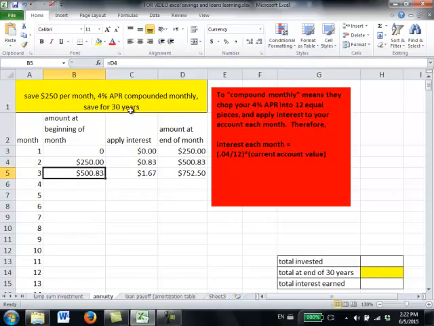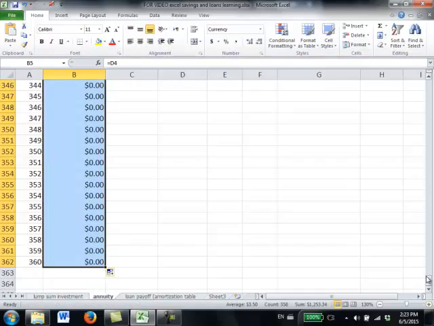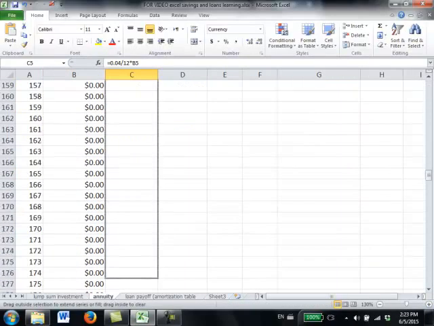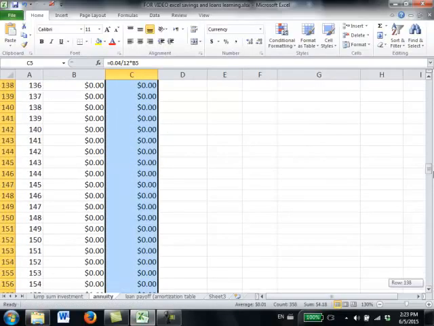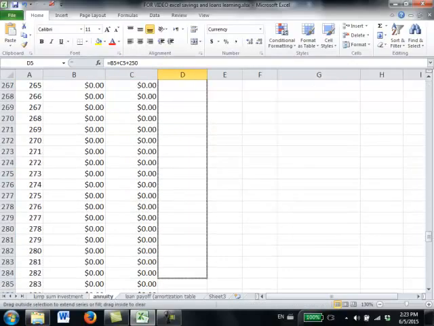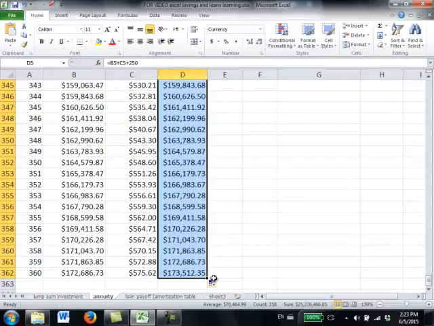So as we're going down to 30 years, so that's all the way down to month 360. So if I drag that all the way down to month 360, and then you got to drag down your interest formula all the way down to month 360. And you got to drag down the total at the end of the month formula, column D, all the way down to month 360. Once you do this, it will fill the entire table in.